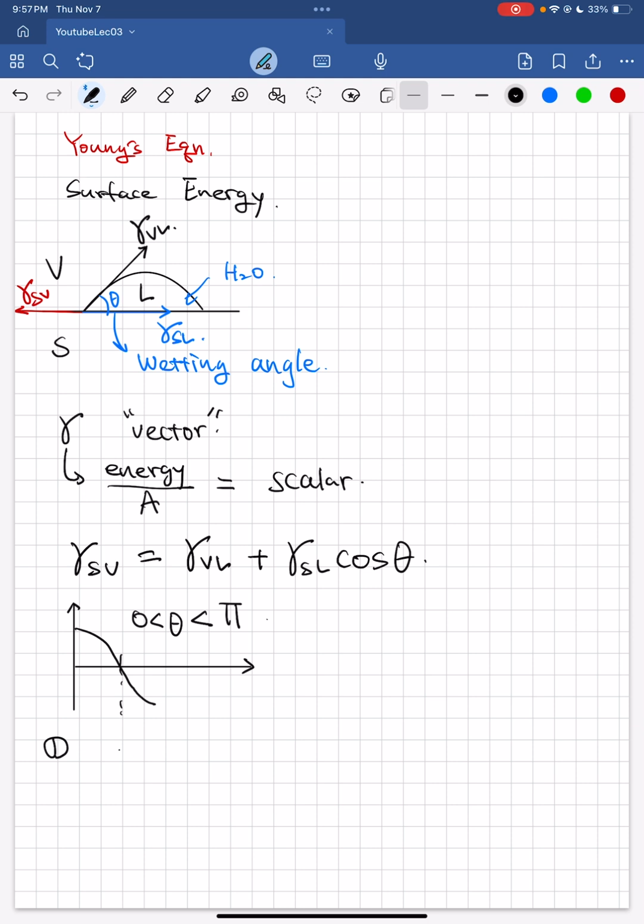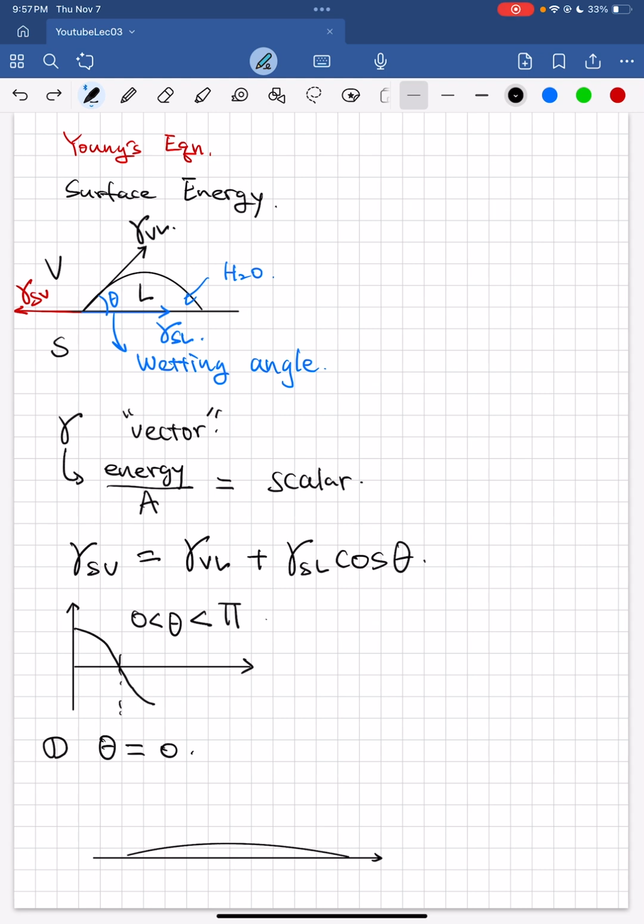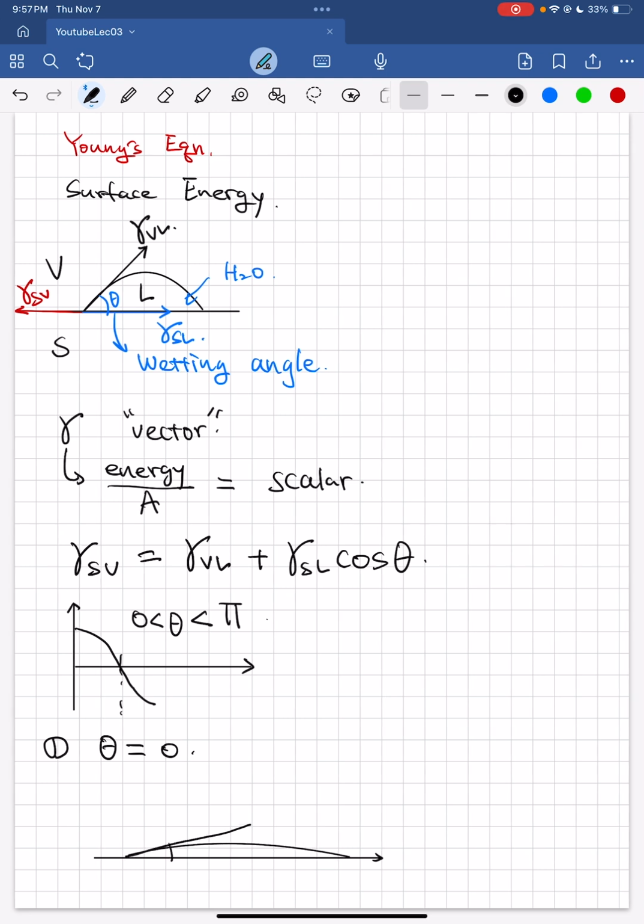When theta equals 0, we call this complete wetting, because you draw a picture like this and imagine this angle decreasing and decreasing until it reaches 0. Then of course the surface is completely wet by this liquid, meaning when this is water, this surface should be hydrophilic.